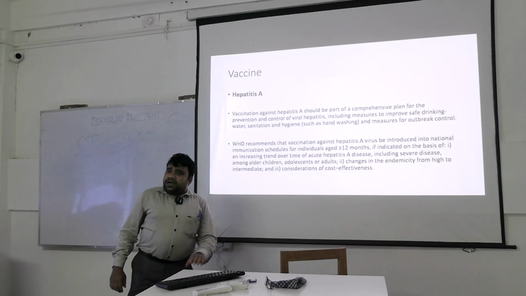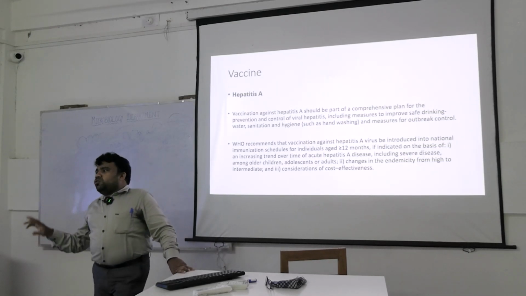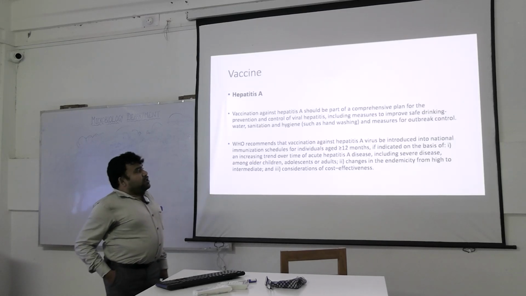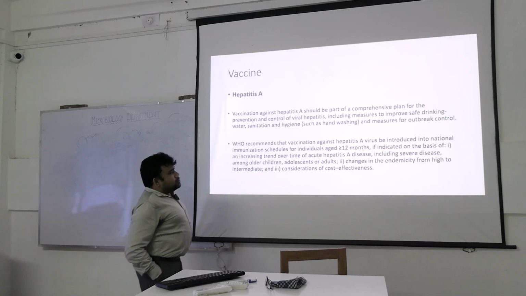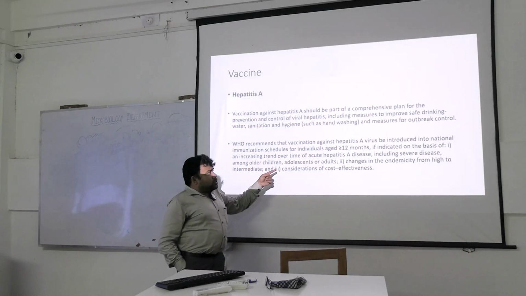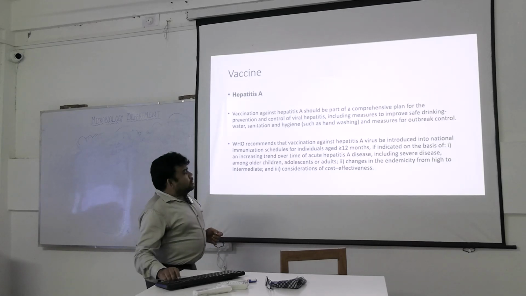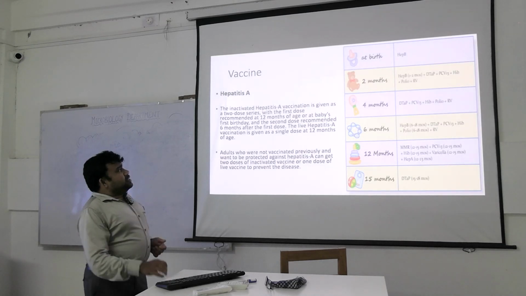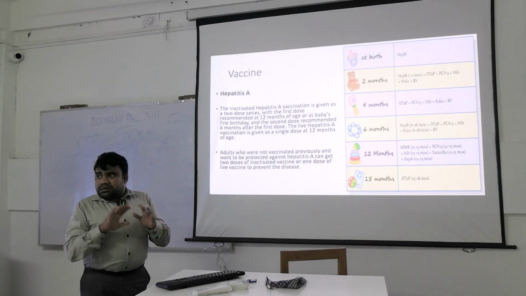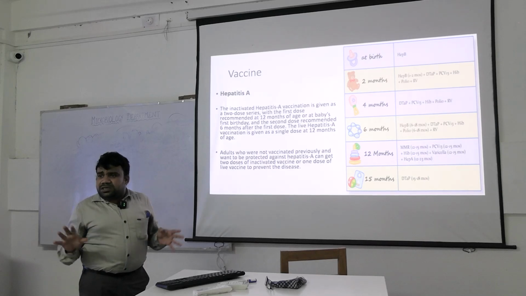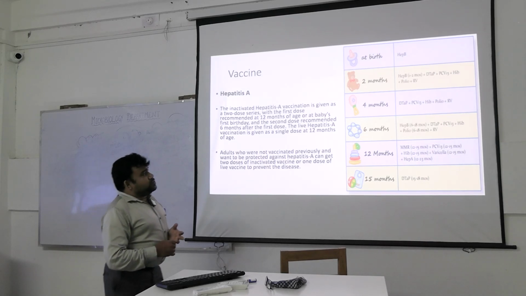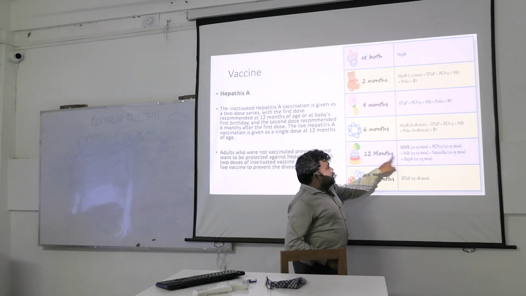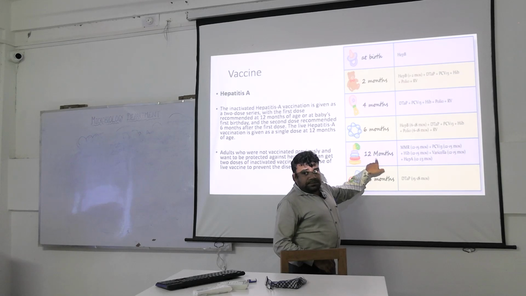Now let us consider the vaccines. I have already told you we have vaccines against two viruses, A and B. So for hepatitis A, we have a vaccine, and the WHO recommends the vaccination to be introduced by the National Immunization Schedule for children more than 12 months of age. The two schedules are present. Now in India we have what is known as the Universal Immunization Program. If you look at the Universal Immunization Program, you will find that the hepatitis A vaccine is given at 12 months.